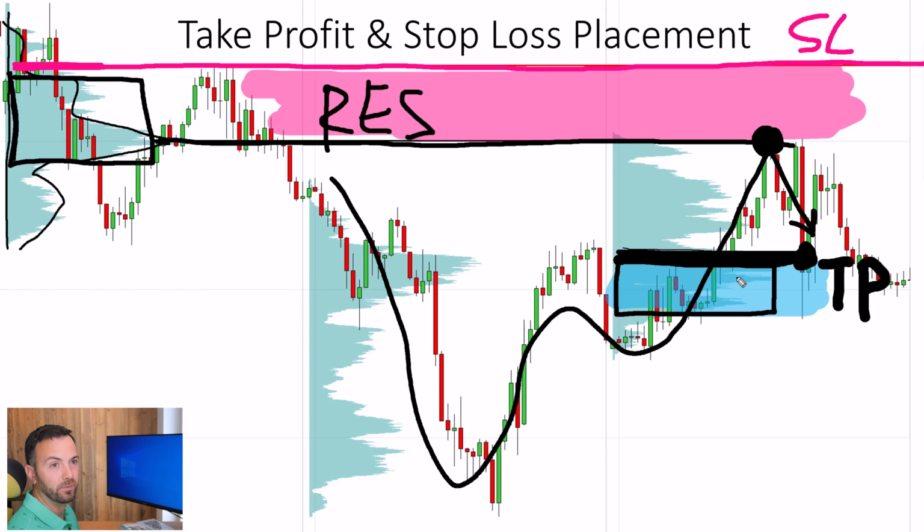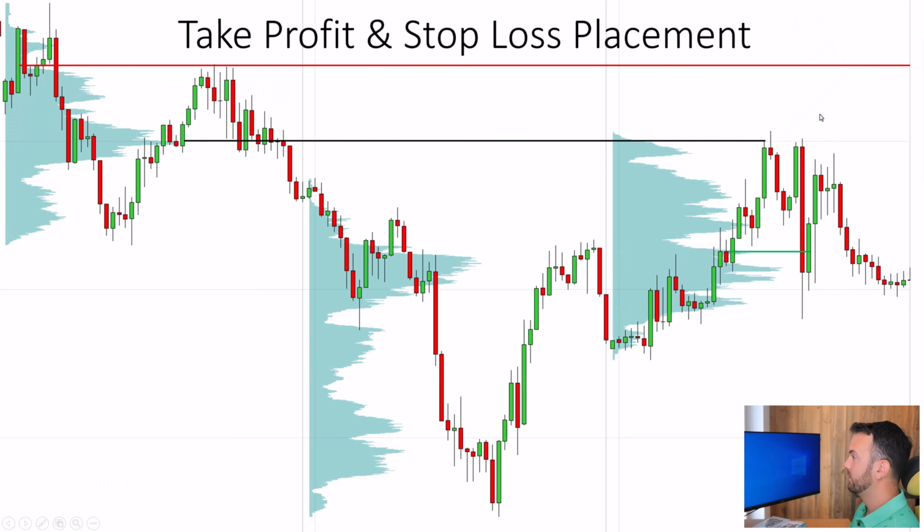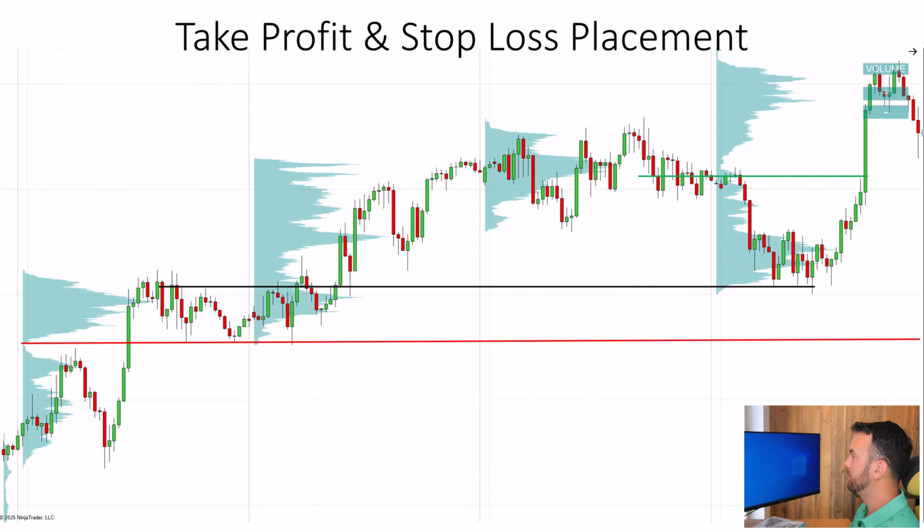So again, the rule for the stop loss is stop loss goes behind a barrier, and take profit goes before a heavy volume barrier, right? Simple rules. Now let me give you one more example to demonstrate this. So take a look at this profile right here. Nice P-shaped profile with point of control in here.